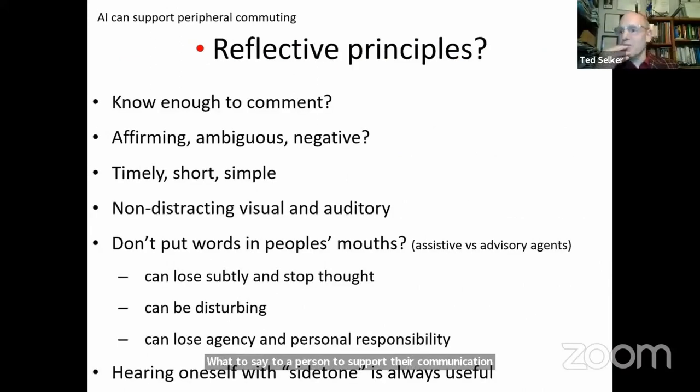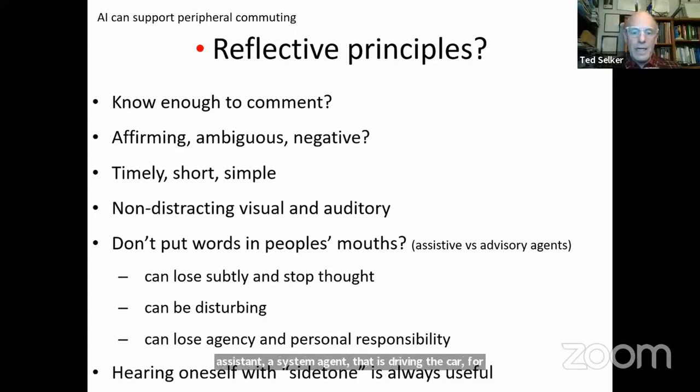So what are the principles that you'd want to have for when to say things? Well, you have to know enough to comment. You want to be affirming. You want to be ambiguous enough that the person doesn't get angry. You don't want to be negative. That just gets people, well, they feel insulted. You want to be short, simple, and timely, non-distracting, visually or auditorially. And I don't like putting words in people's mouths. So that's this idea of an advisory agent that's teaching you, instead of the assistive agent that is driving the car for you into a white wall of some sort.